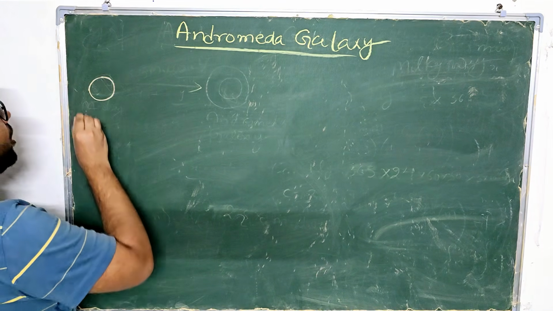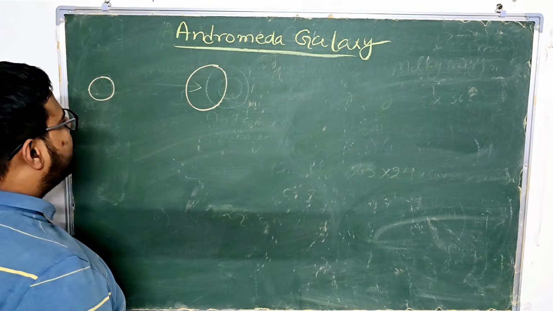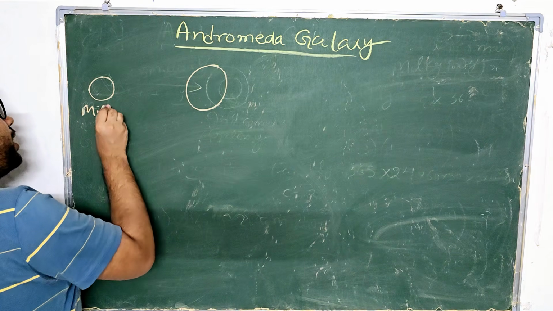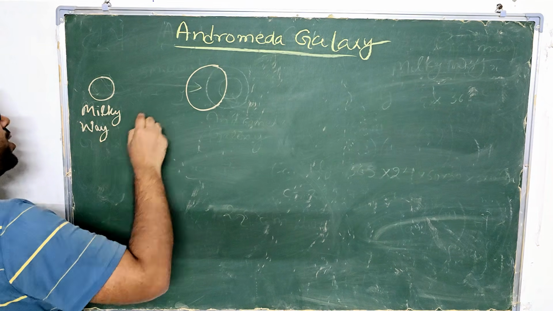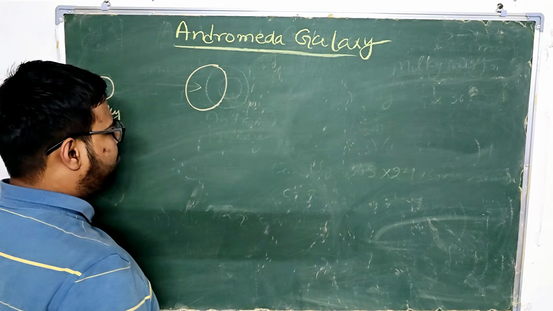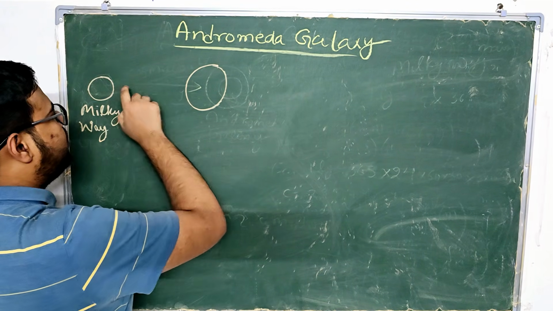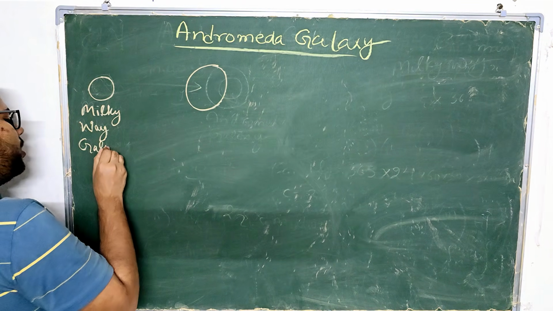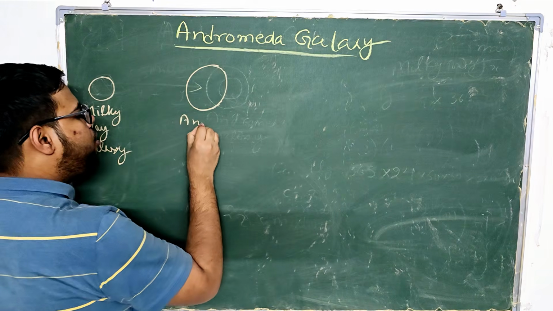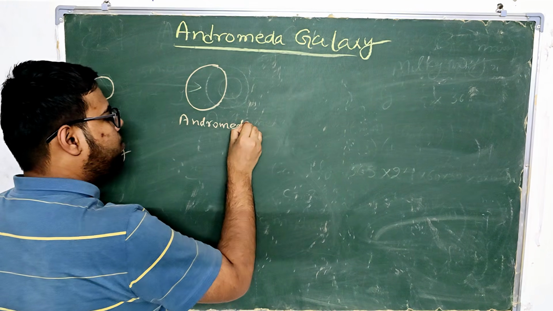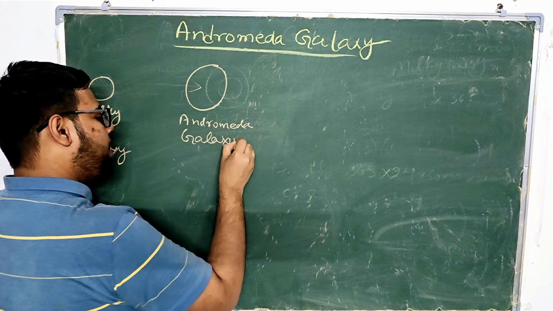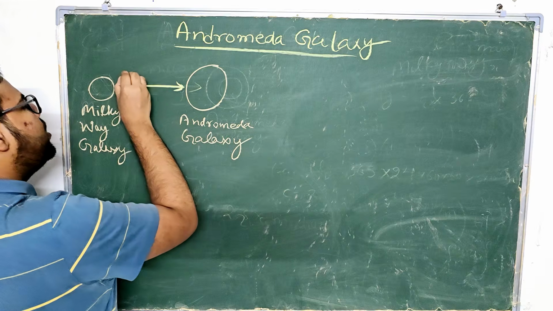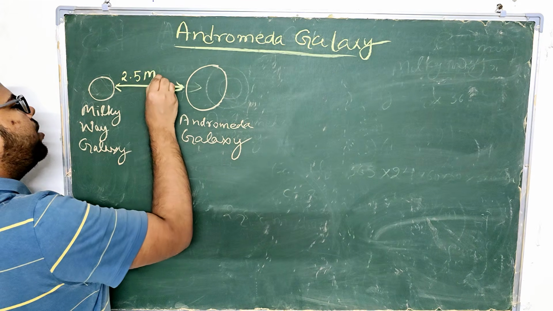Well, suppose this is Milky Way galaxy and this is Andromeda galaxy. I am representing both of them using a circle, right? Notice that Andromeda galaxy is greater in size as compared to Milky Way galaxy, so that is why I am drawing a big circle for it. So the average distance as calculated by the physicists is 2.5 million light years.